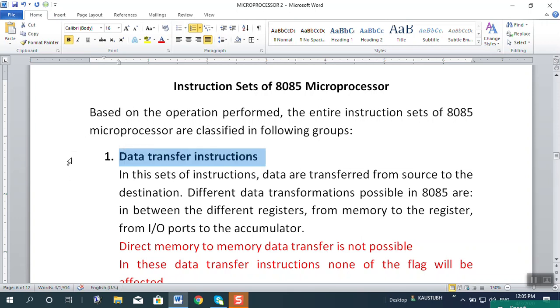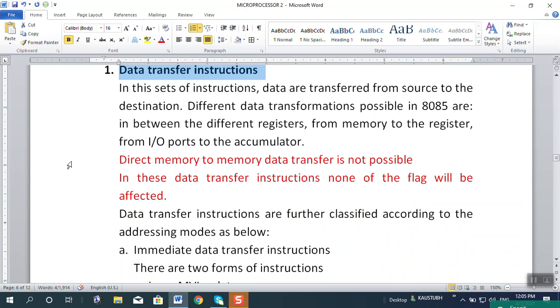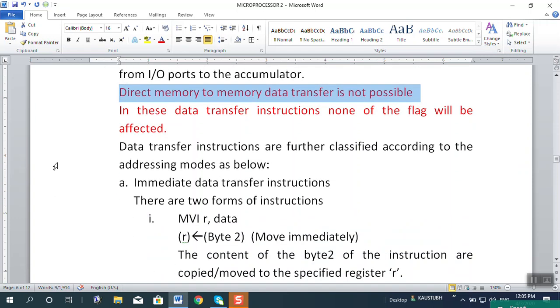The first one is data transfer instruction. In the data transfer instruction, data are transferred from the source to the destination. Source can be any of the registers, source can be memory, source can be any other ports. The data transfers possible in 8085 are between the different registers, from memory to the register, and from IO to the accumulator. But remember one thing, direct memory to memory transfer is not possible. That is, from one memory location to another memory location, data transfer is not possible in this instruction.